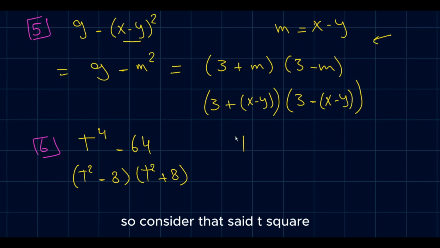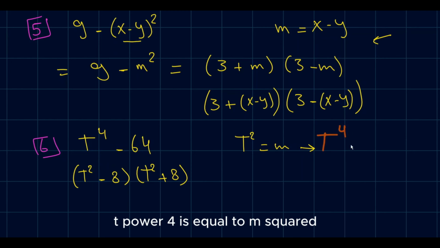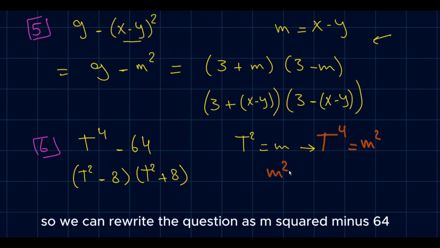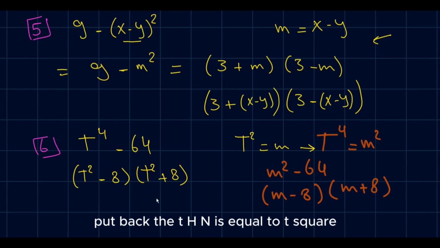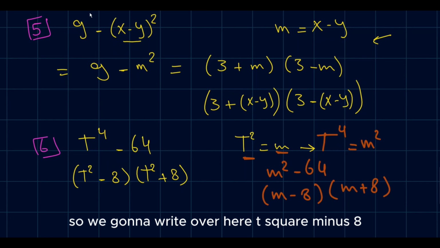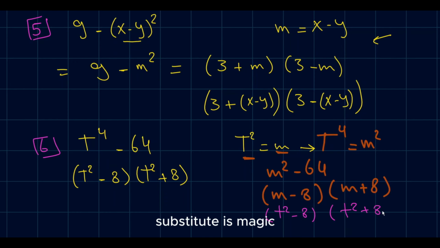So consider that the t squared, let's call it m. Okay, so we're gonna have over here t power 4 is equal to m squared. So we can rewrite the question as m squared minus 64, which is equal to m minus 8 and m plus 8. Put back the t, since m is equal to t squared. So we're gonna write over here t squared minus 8, and in the second bracket t squared plus 8. Substitution is magic.